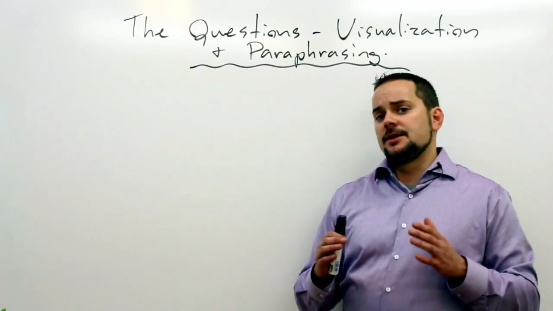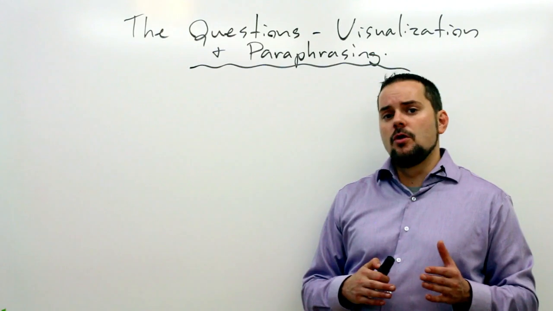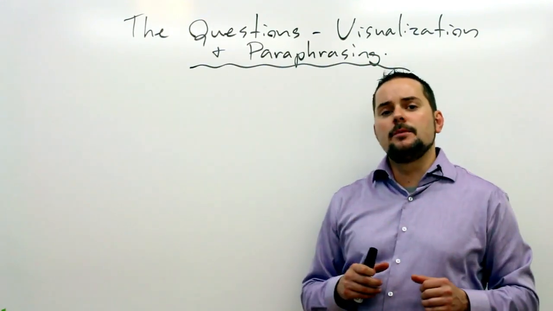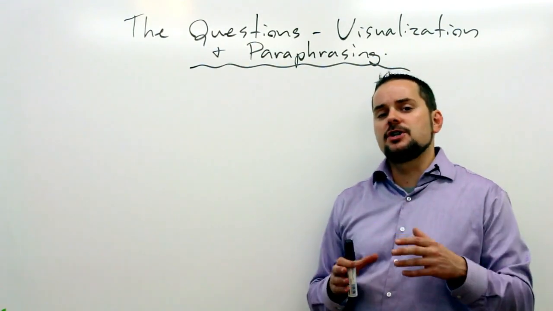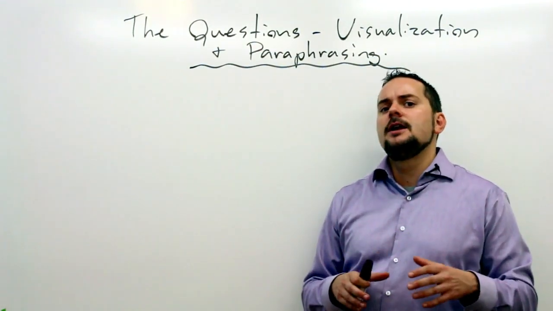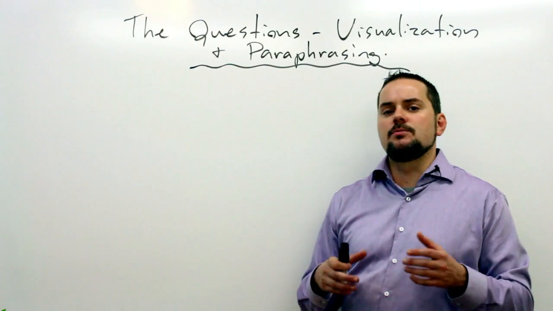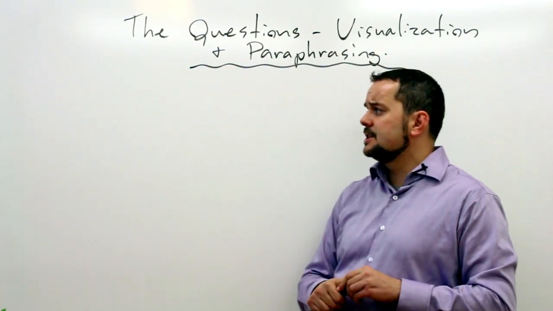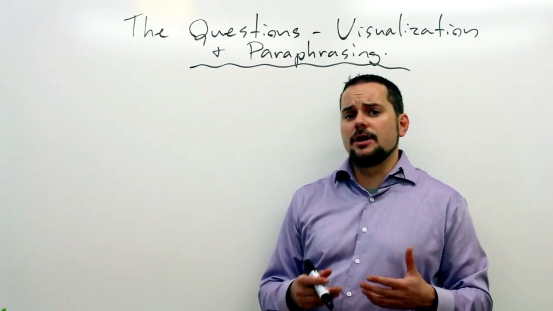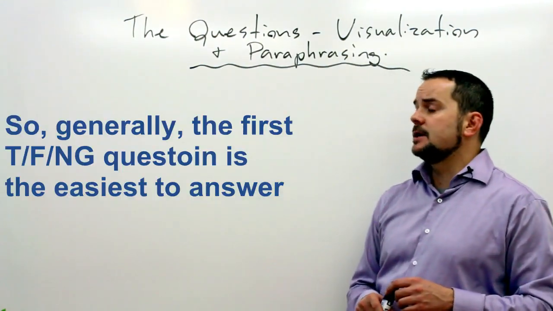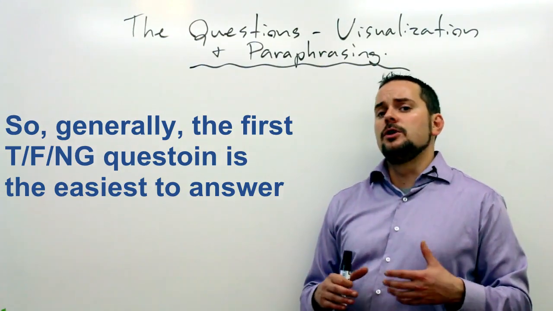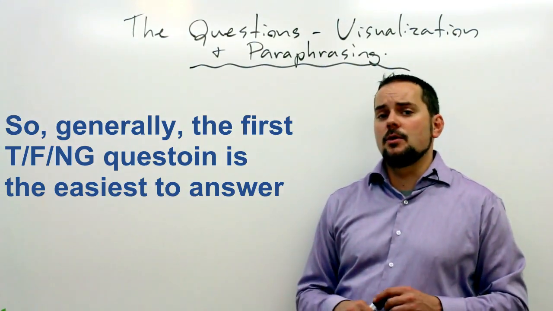Now, this is also true for questions. So within each question set, usually the first question is the easier question, and then the second question is more difficult, third question is more difficult. So this is important to remember for the true, false, not given, because the first true, false, not given question that you're looking at will usually be the easiest question.